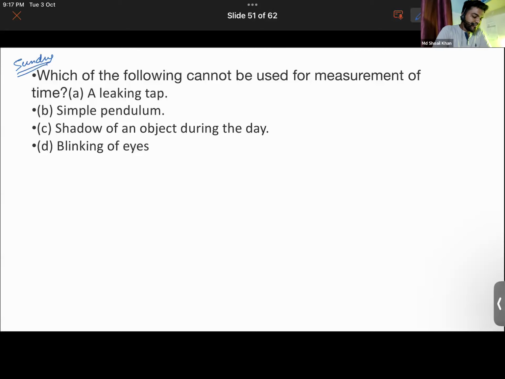Okay, have a look at this question, Sundus. Read the question. Which of the following cannot be used for measurement of time? A leaking tap, a simple pendulum, shadow of an object during the day, or blinking of eyes? On which you cannot rely. In certain examples, the time taken for the action performed is fixed, while for certain actions it is not fixed. The blinking of eyes. Leaking tap or blinking of eyes? Blinking of eyes, right?